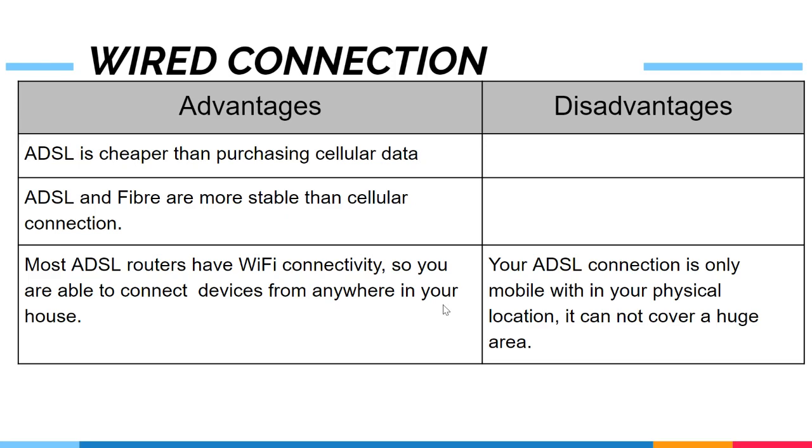Your ADSL connection is only mobile within your physical location. It cannot cover a huge area. I guess another disadvantage of a wired connection would be load shedding. Unless you've got specialized equipment, when the power goes off, your internet access goes off and you can't actually keep using the internet.